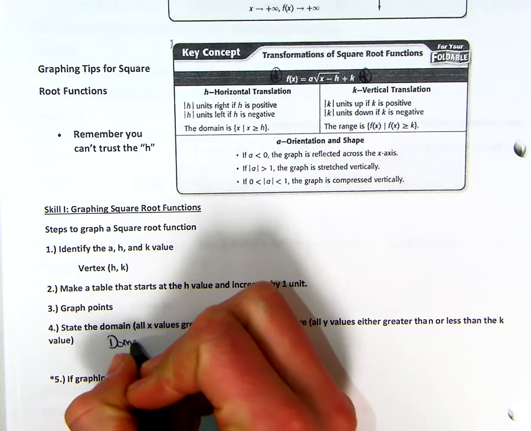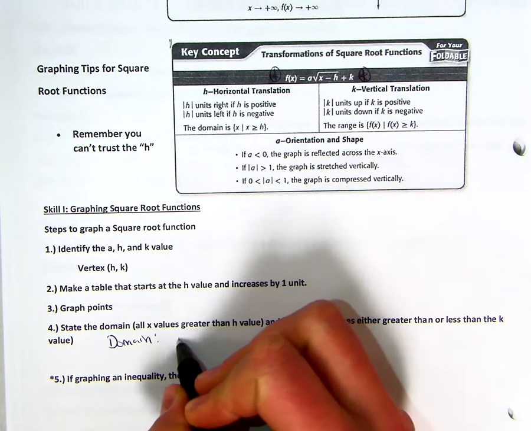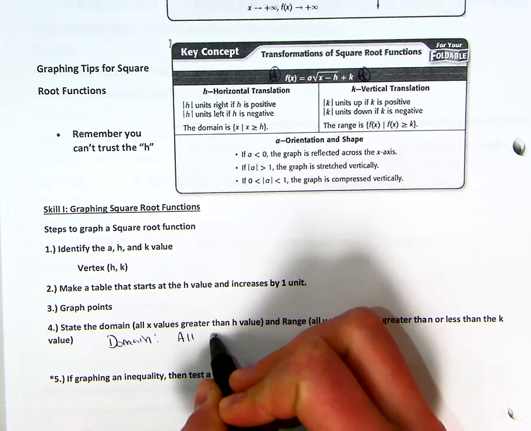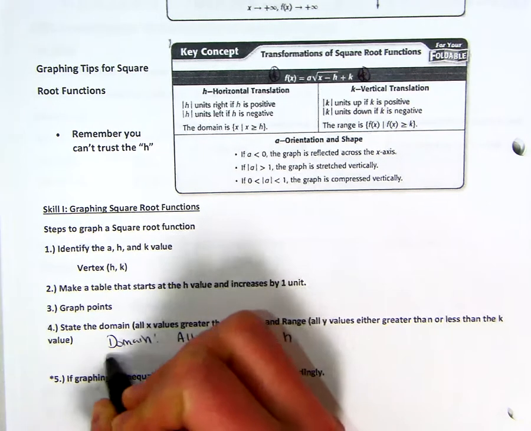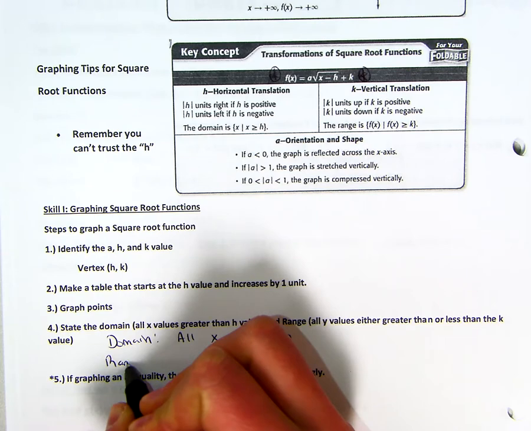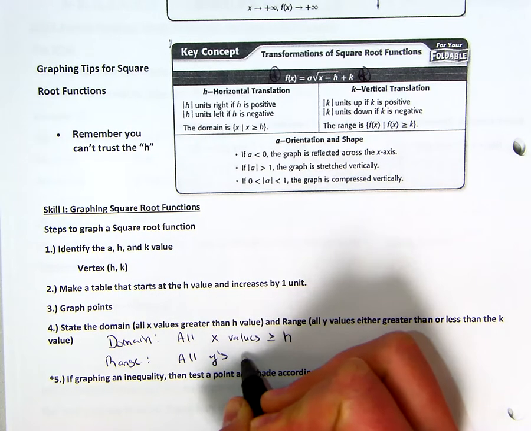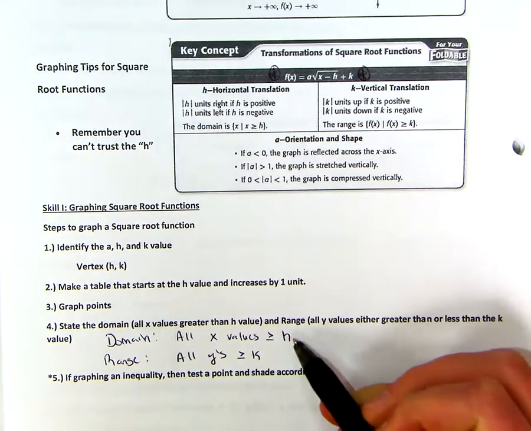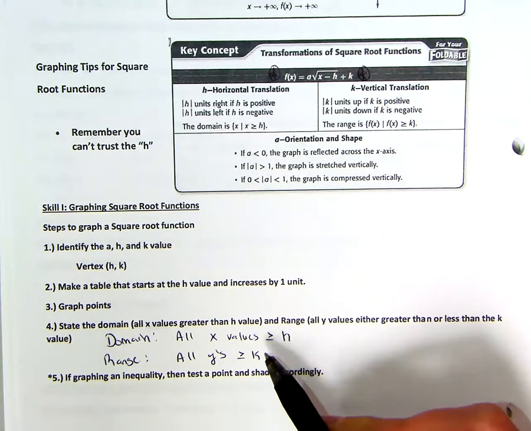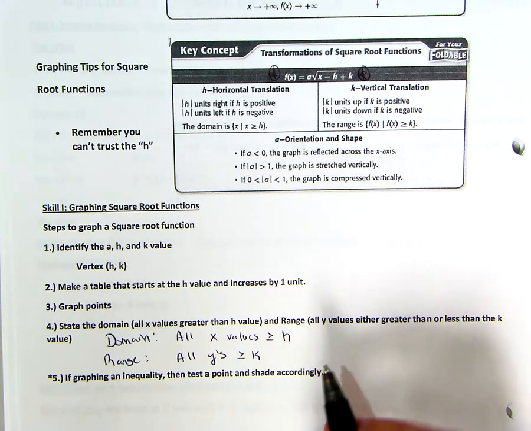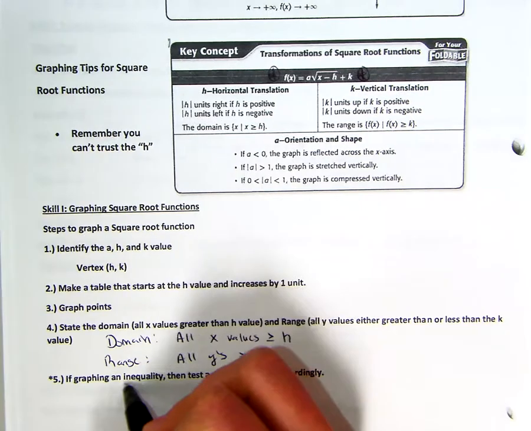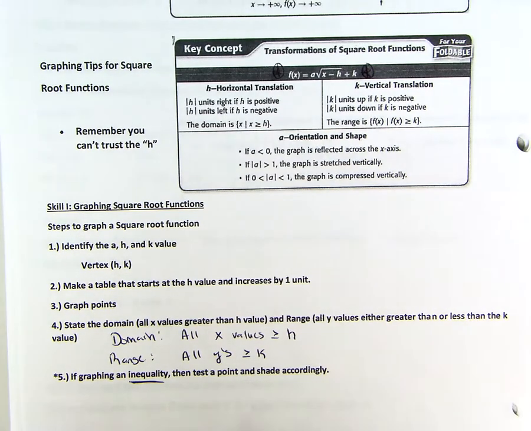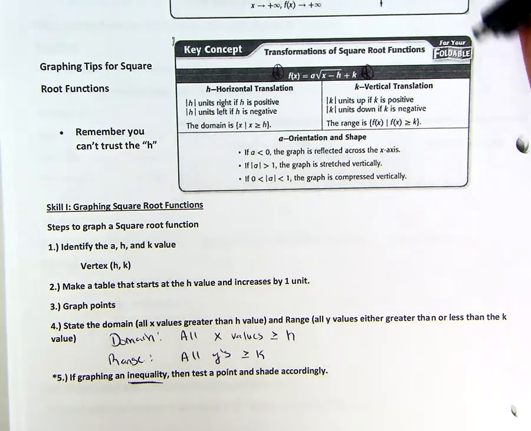The domain will be all x values greater than or equal to h. The range is all y's greater than or equal to k. The h will always work with the x's, the k will always work with the y's. You can either write x values or just y's, I don't care. And then if you're dealing with inequalities, then we're just going to have to test a point and shade accordingly. Well, let's go with a couple examples now.